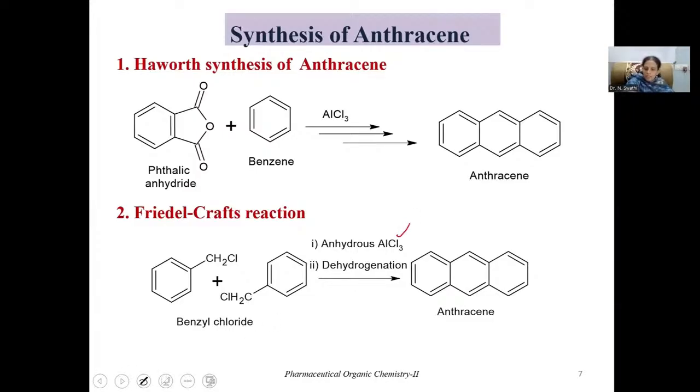During this, cyclization of these 2 molecules occurs. So this CH2Cl links here. Chlorine from the CH2Cl group and hydrogen from the other benzene ring system will be lost in the form of hydrochloric acid.